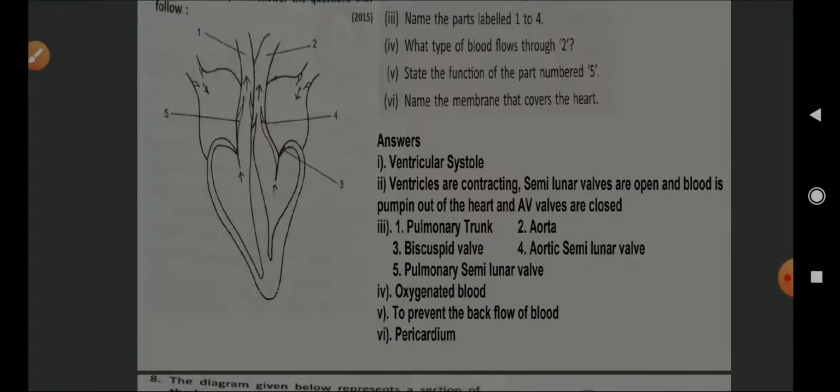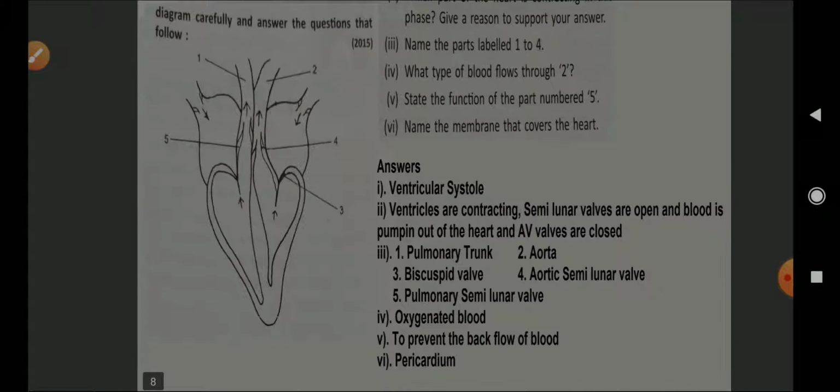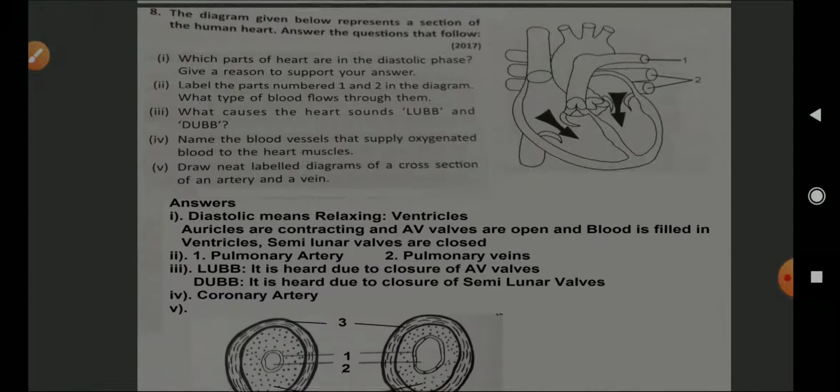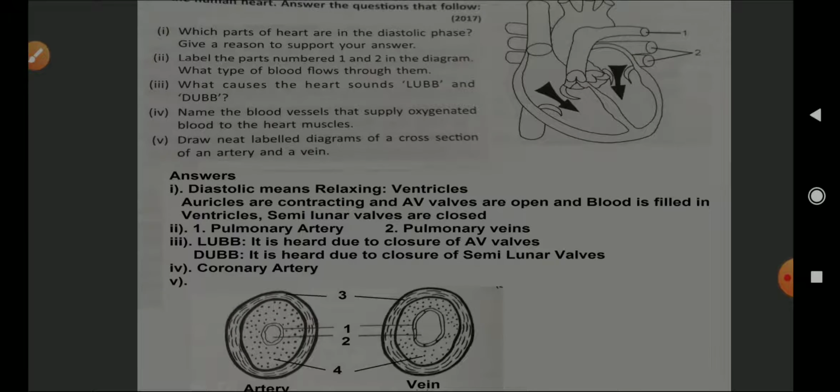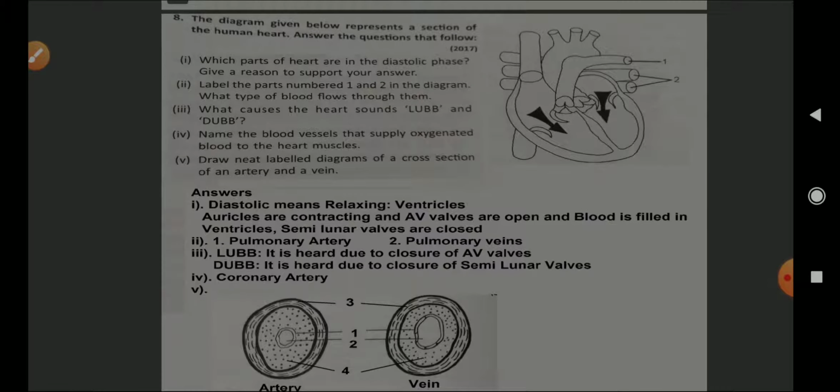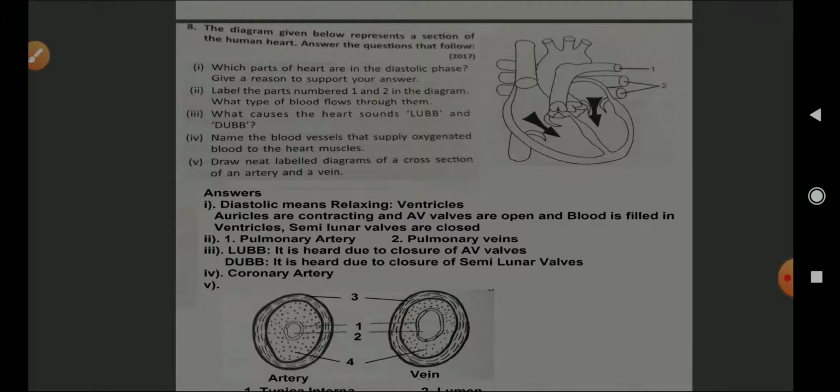So I hope you understood. It is pretty simple. You just have to remember the theory part. Okay, let us move on to the last question of the textbook. Name which part of the heart is in diastolic phase. Give the reason to support your answer. Label the parts number 1, 2. What causes the heart sounds lub and dub. Name the blood vessels supplying oxygenated blood to the heart muscles, and draw a neat labelled diagram of the cross section of artery and vein. So these questions are already repeated.